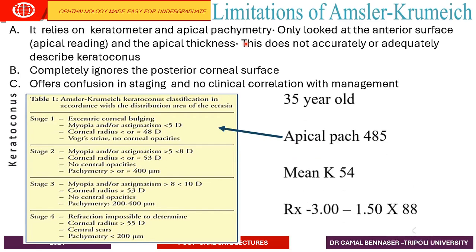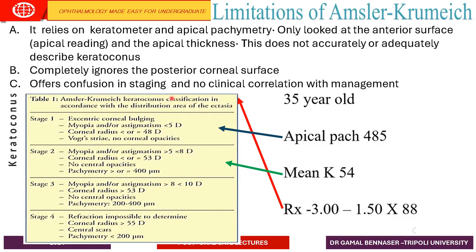For example, this patient is 35 years old with an apical pachymetry of 485, so he falls in stage 2, and he has a mean K reading of 54, so he falls in stage 3. However, he has a refraction of -3, so he should fall in stage 1. So you don't know whether to classify this patient as stage 2, stage 3, or stage 1, as you can see here.